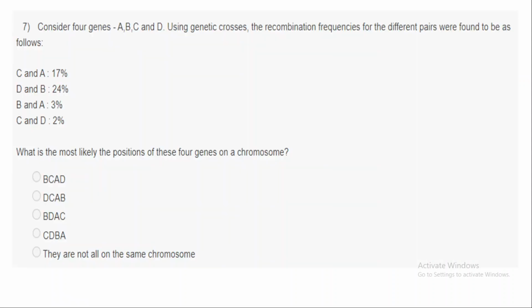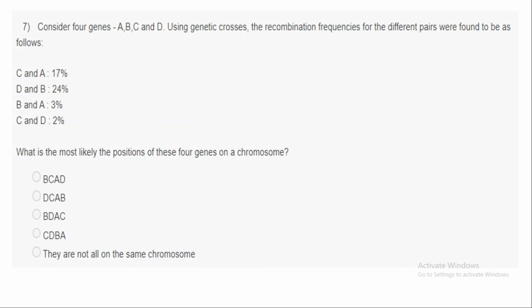Now let's move on to the next question, question 7. So this is another question depending on recombination frequencies. Consider four genes A, B, C, and D. Using genetic crosses, the recombination frequency for different pairs were found to be as follows: C and A 17%, D and B 24%, B and A 3%, and C and D 2%. Now, what is the most likely position of these four genes on the chromosome?